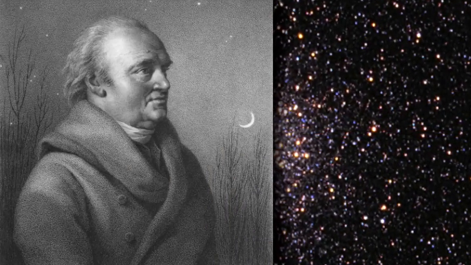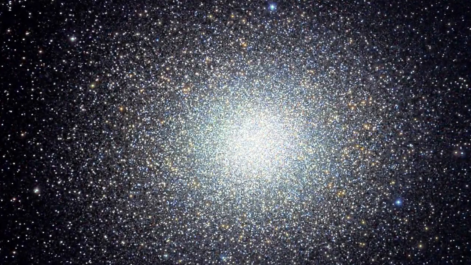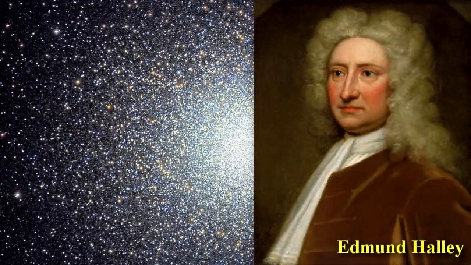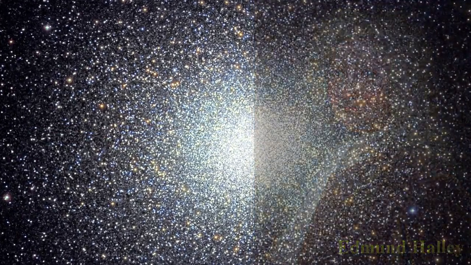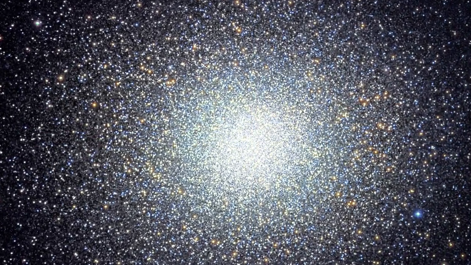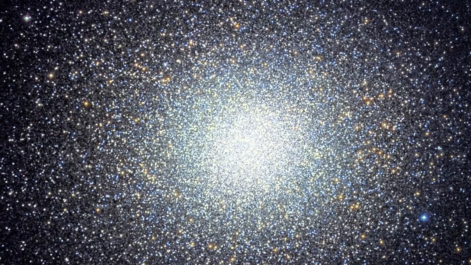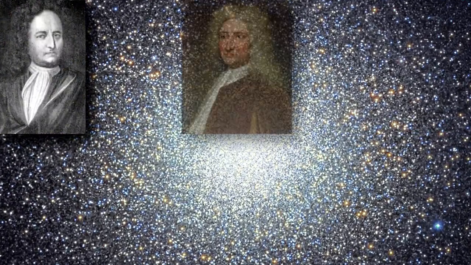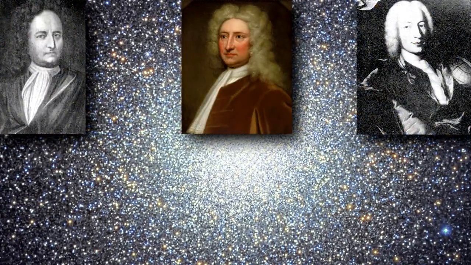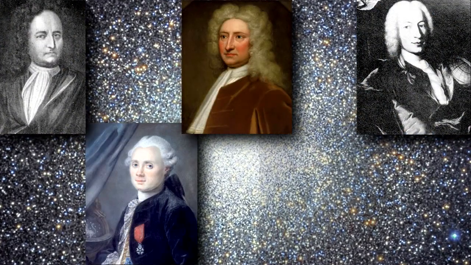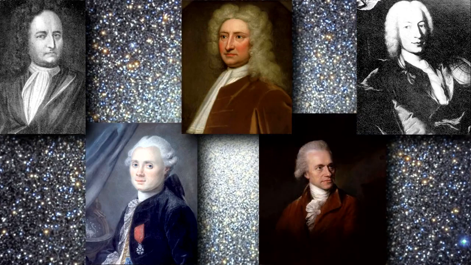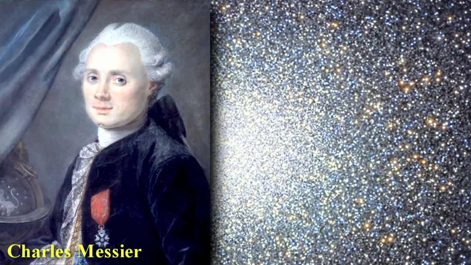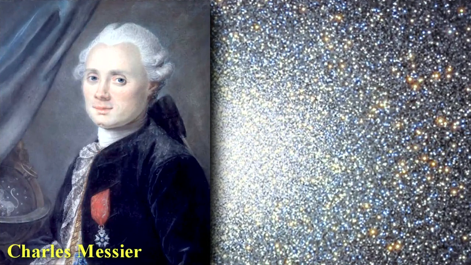The discovery of M22 was followed by that of the southern cluster Omega Centauri by Edmund Halley in 1677. Several more globular clusters, which were still classified as nebulae, were discovered during the 18th century by Gottfried Kirch, Edmund Halley, Jean-Philippe Loys de Chéseaux, Charles Messier, William Herschel and others. Messier's catalogue, first published in 1771, contained 29 globular clusters.